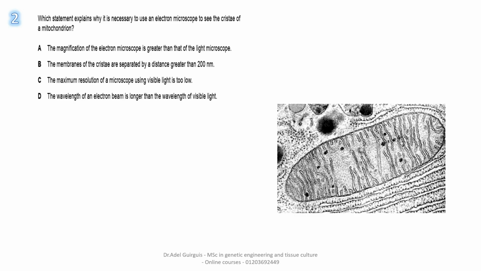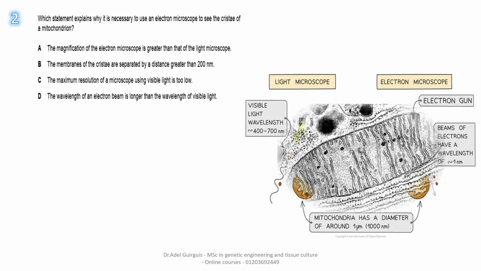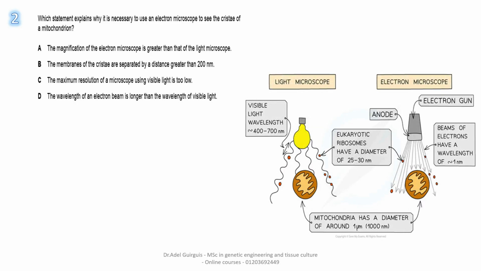This is a good chance to revise something about the light and electron microscope. Look please, for the light microscope we use visible light as the source of illumination, with wavelengths ranging between 400 nanometers and 700 nanometers. The electron microscope uses beams of electrons. Each electron has a wavelength of approximately 1 nanometer only.